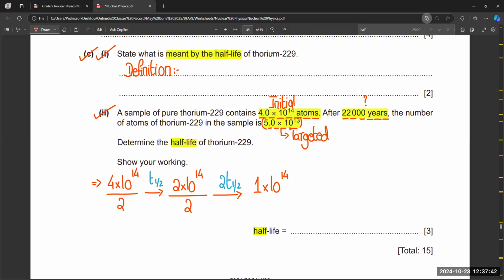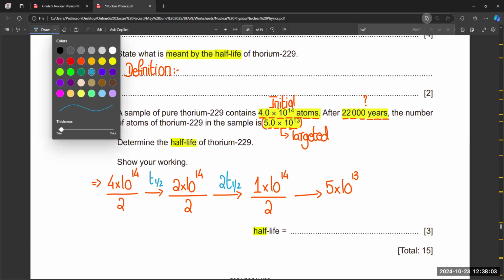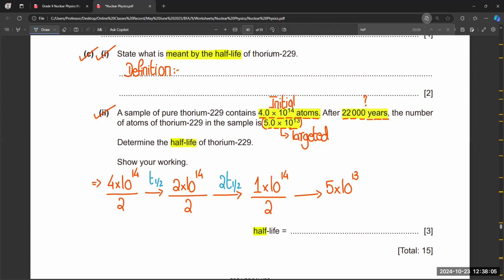So when we perform one more half-life, you will get your targeted value, 5 exponent 13. After the solution of one question, you will get an idea of why we are doing this and how to perform this to find your answer.